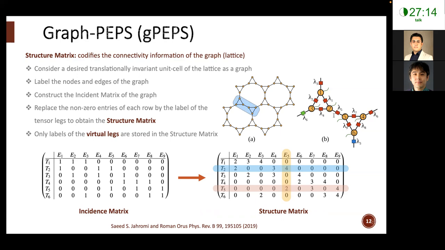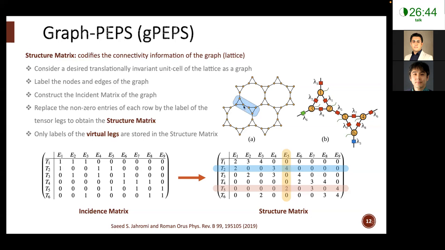Okay, so for example, consider you have a lattice structure. I'm showing you here an example of a lattice structure. This is called a star lattice, but the idea is easily generalized to any 3D structure or any other 2D structures. So the first thing you have to do is consider a translationally invariant unit cell of your lattice. It could be of any shape and any size. The only constraint is that it has to be translationally invariant.